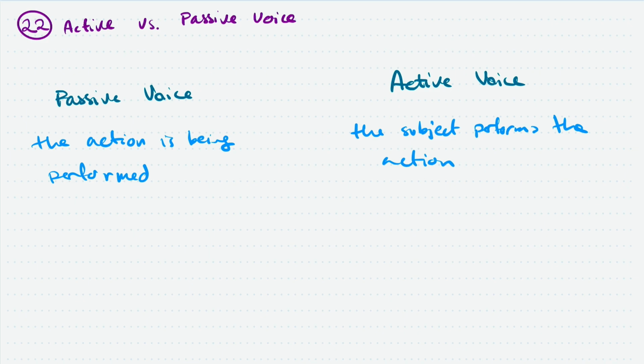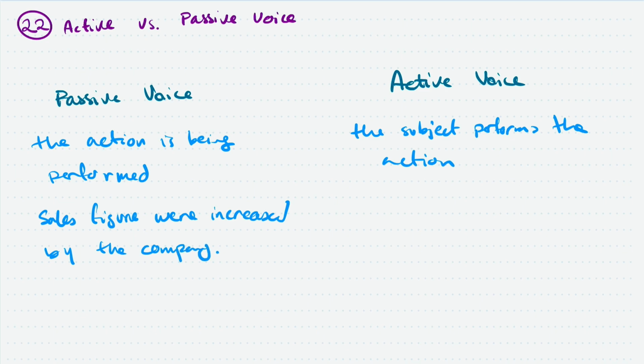And what are examples of this? For the passive voice, you can use the example: sales figures increased by the company. And this "by the company" is obviously optional. You can just say sales figures were increased.